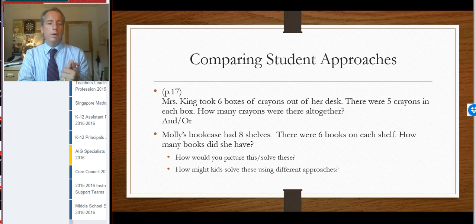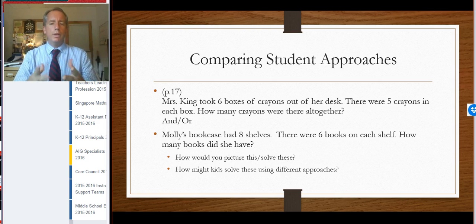Or if a student is thinking about that in terms of, well, I know 4 boxes of 6 would be 24, so let me put 5 more, and let me put the other box in there, and then I can get my solution that way.